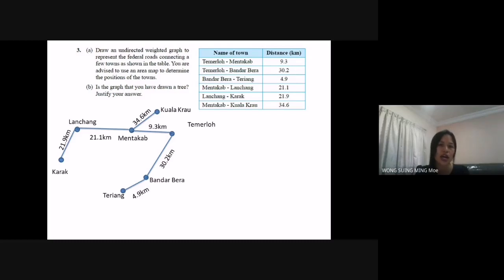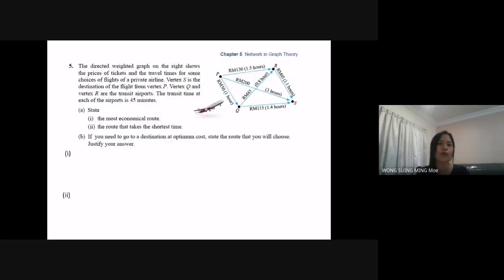Another thing is, how many vertices are here? 1, 2, 3, 4, 5, 6, 7. If there are 7 vertices, there are only 6 edges. You just answer like this: yes, because every pair of vertices is connected by one edge. Vertices equal to 7, edges equal to 6. Still remember. Now we go to question number 5. Question number 4 I think is quite simple for you, so I want you to do it by yourself, okay?